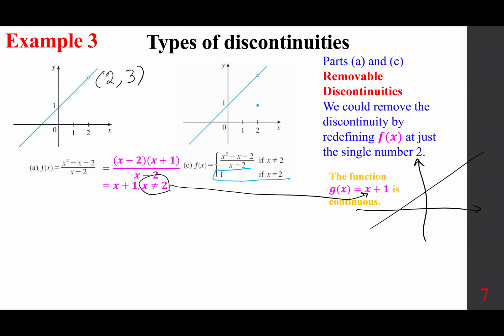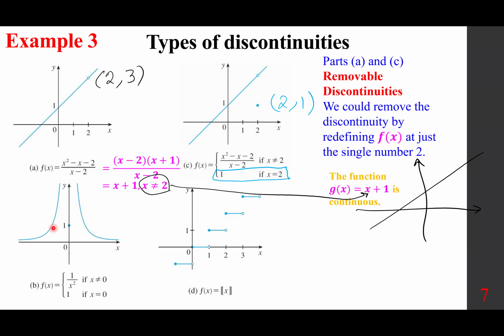The meaning of this is the pair 2, comma. But as I mentioned, it's just 1 point. If you redefine the functional value at 2 to be this number, so if you change this to number 3, it fixes the problem. That's why it's called the removable.